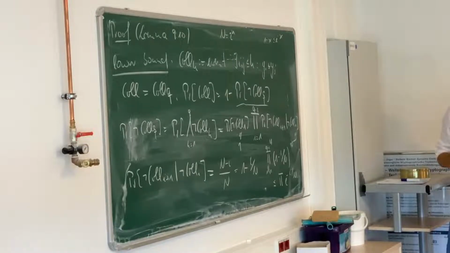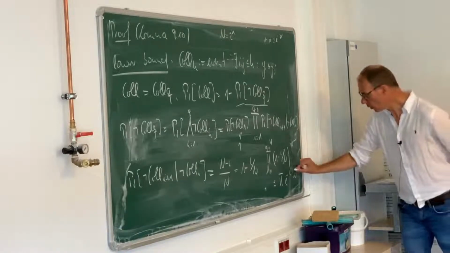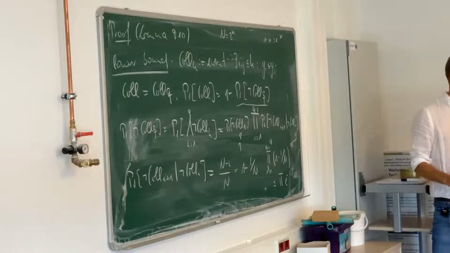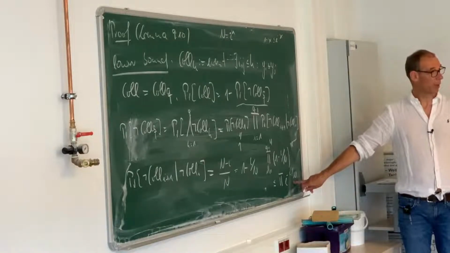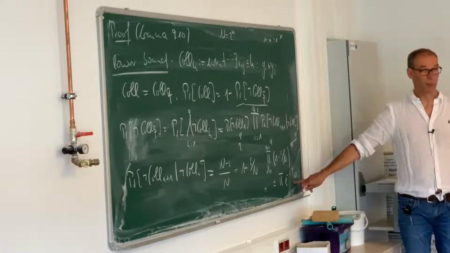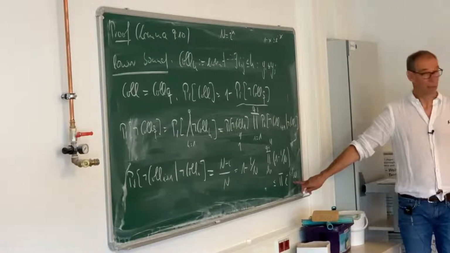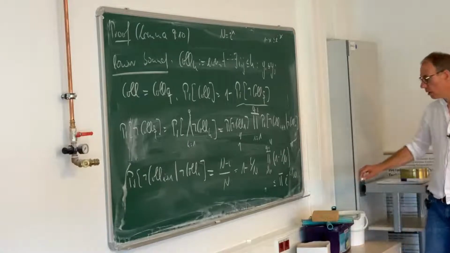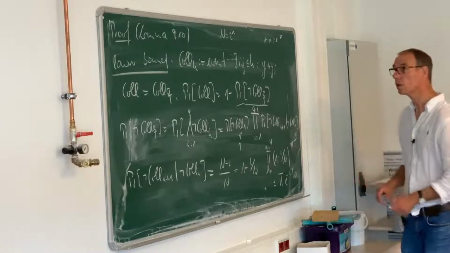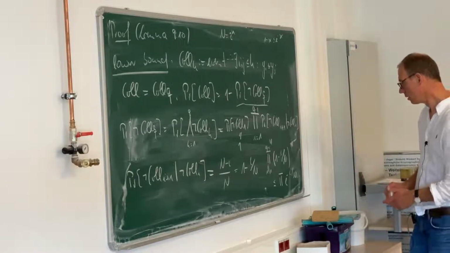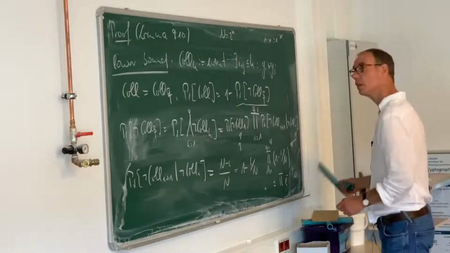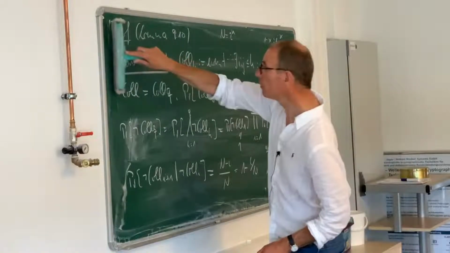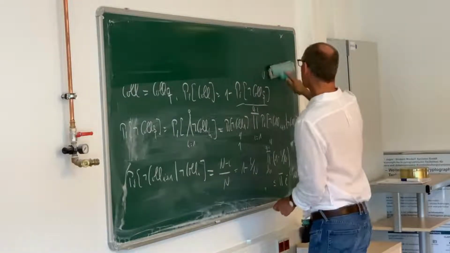Why am I doing that? Well, I'm doing that because products are annoying. And with this product, I replace that by a sum in the exponent. Sums we know how to deal with. And so I'll just remove some of it here, but not all of it.